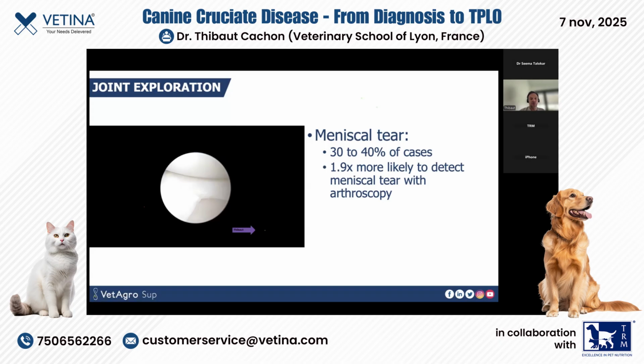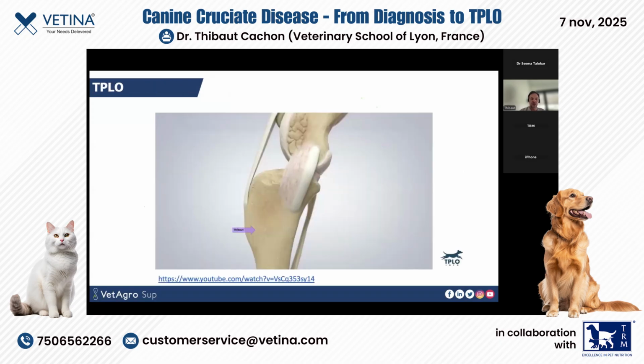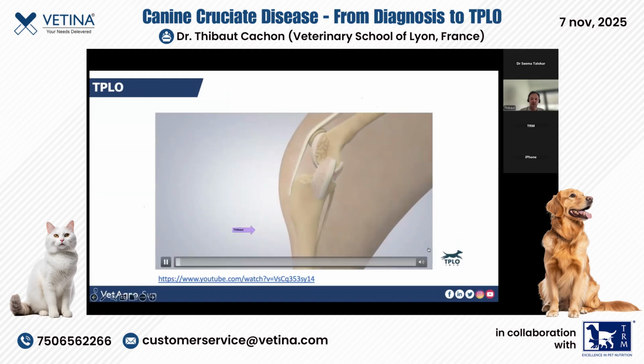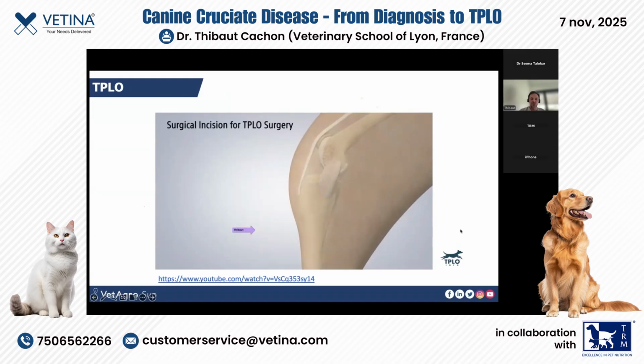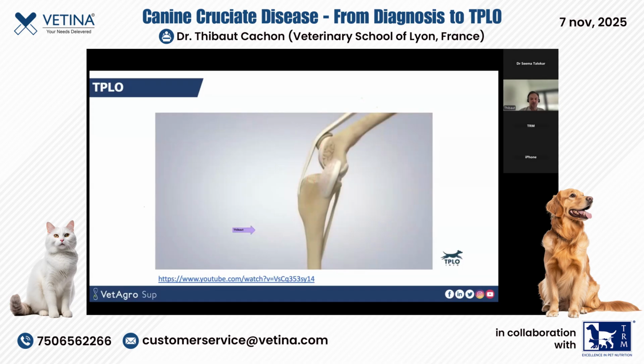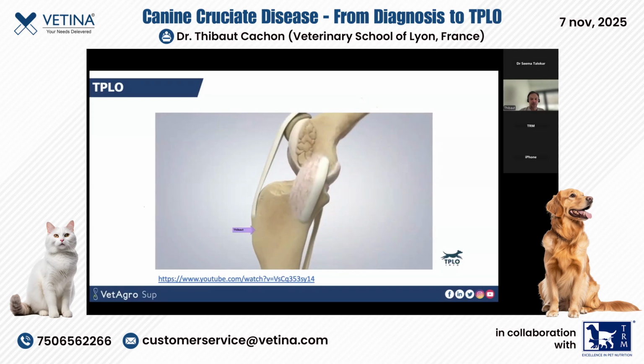So that's why I do prefer to do an arthroscopy compared to an arthrotomy to explore the joint before the surgery. As soon as the joint exploration is done, we move to the TPLO. The TPLO principle is just to start with a medial incision of the medial part of the proximal tibia, and you are going to approach this proximal part of the tibia.